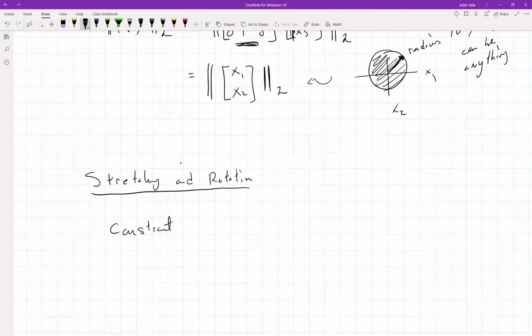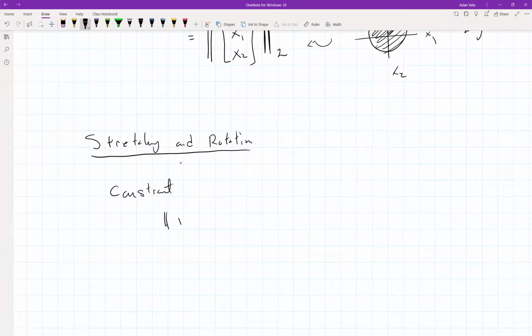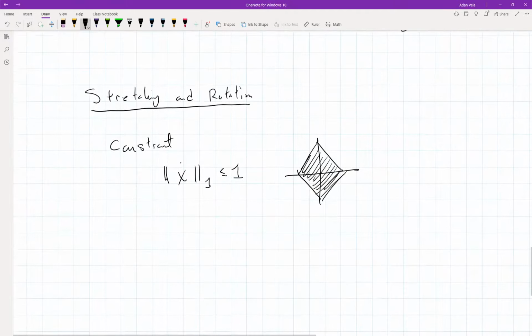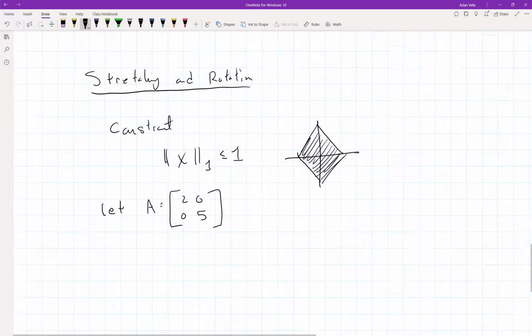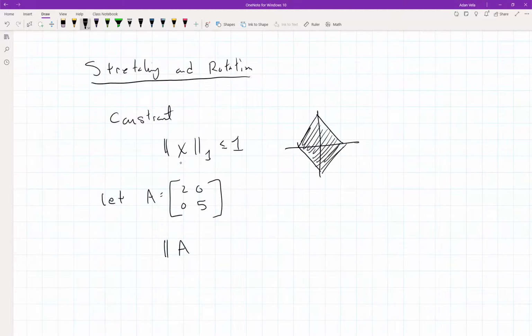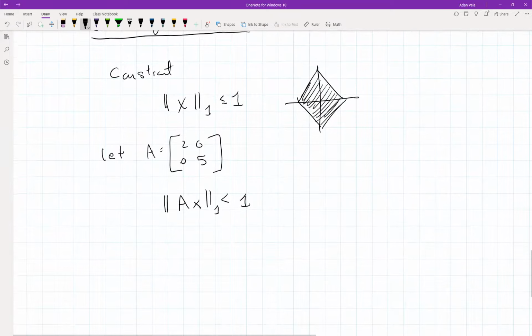So let's say I have some constraint where I want the x1 norm to be less than or equal to 1. The 1 norm is sort of like this diamond shape. Now, let's say I pick some matrix A, 2, 0, 0, 5. And I'm going to say I want the 1 norm of A times x to be less than or equal to 1. What does that look like?